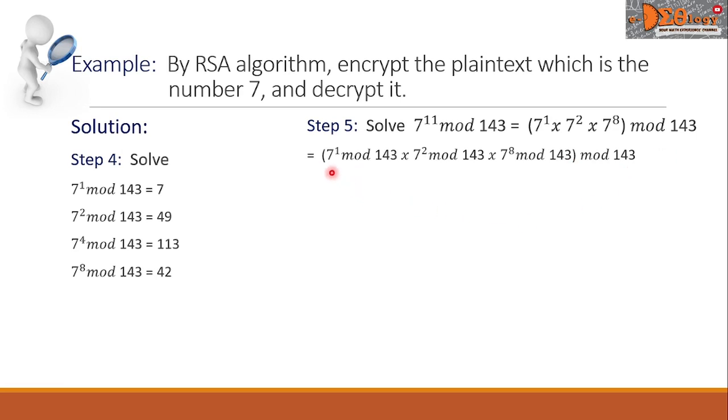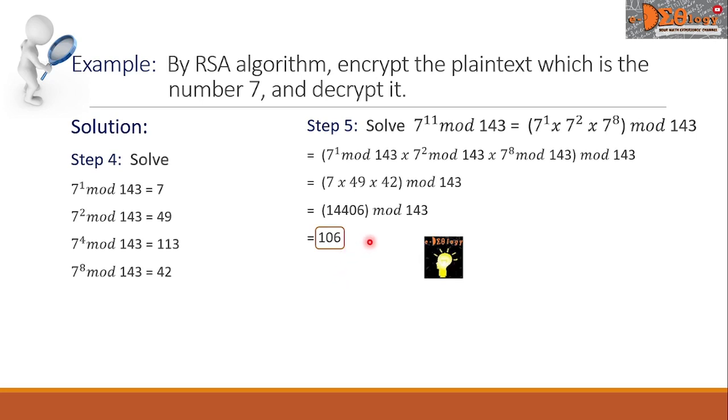On the next step, we're going to simplify each of the moduli. We can get the values here from step 4. So it will be 7 times 49 times 42, then mod 143. We can get the product of the three terms. So we have 14,406, then mod 143. Simplifying this now, the value will be 106. This is the final answer.